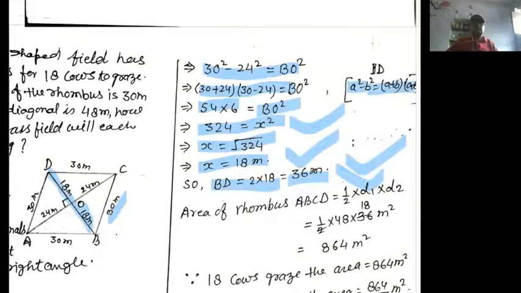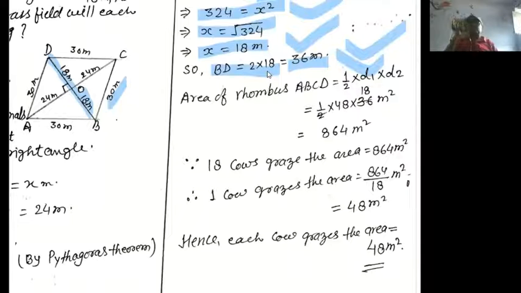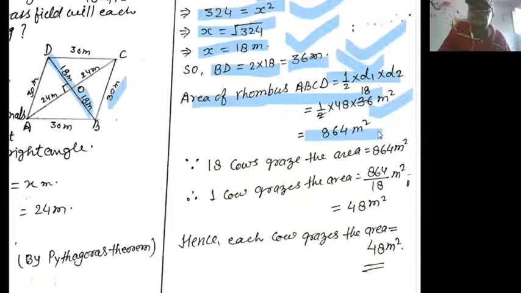Now area of rhombus. Use the formula. Area of rhombus equal to half into D1 into D2 equal to 1/2 into 48 into 36 equal to 864 meter square.